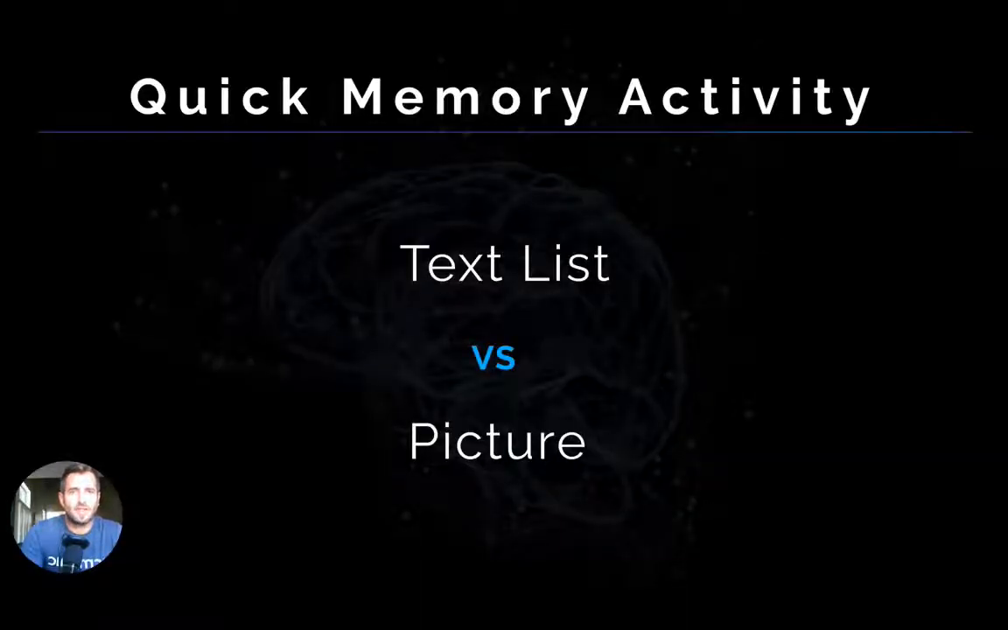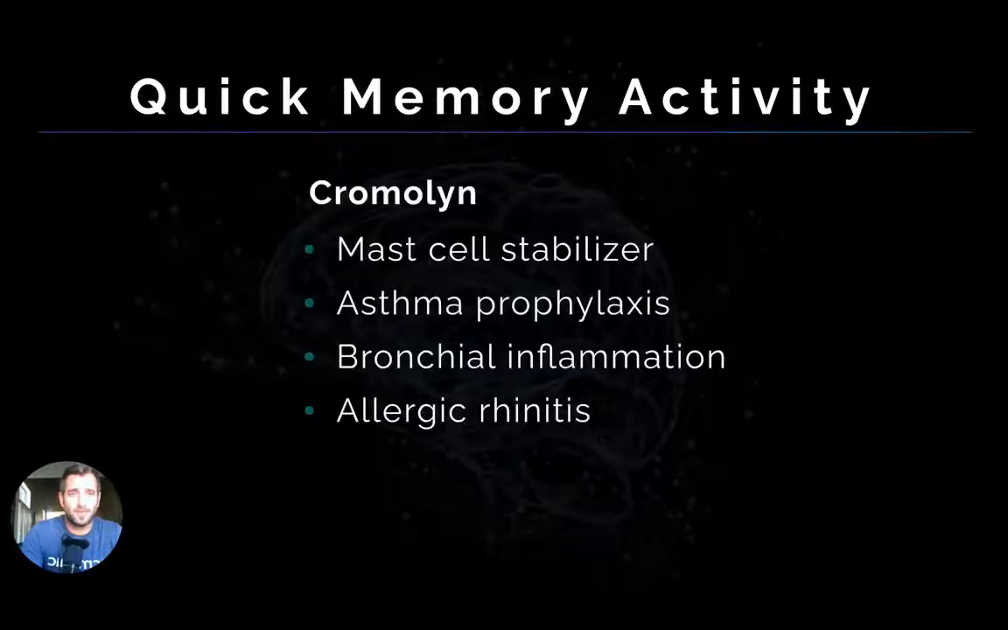So a quick memory activity to get started. I'm going to show you a text-based list of information of a topic or concept that you are not familiar with. And then I'm going to show you that same concept as a picture. Take a look at this word, chromalin. Again, it's okay if you're not familiar with any of these things. I just want to see if you can quickly look at a list of information and memorize it.